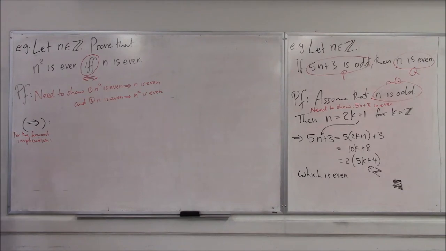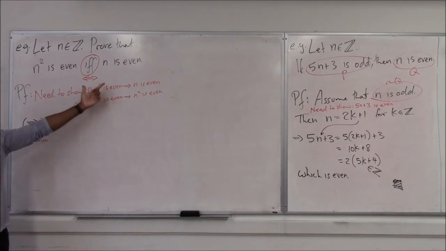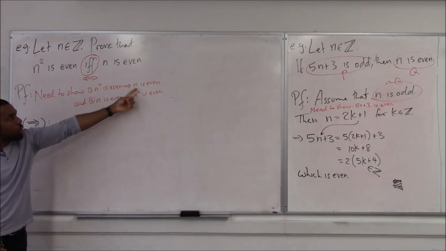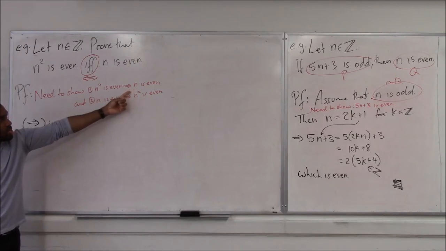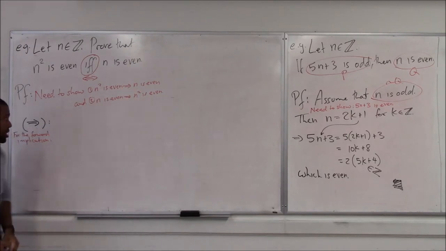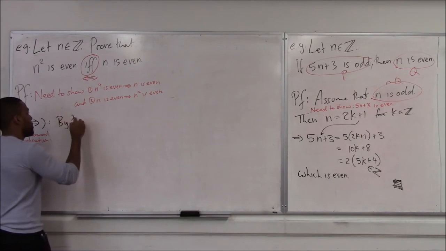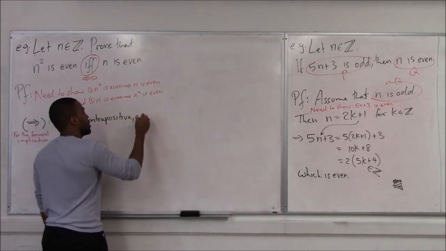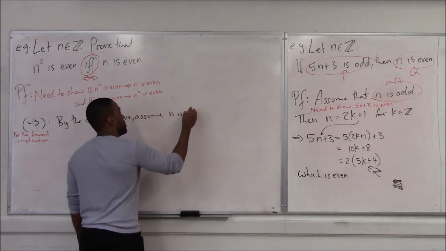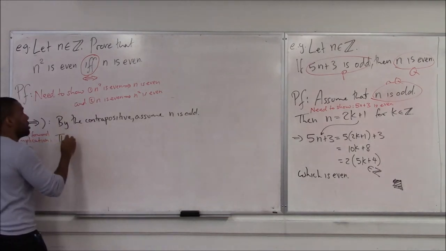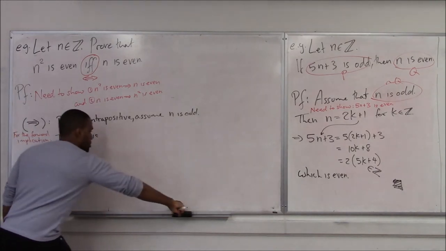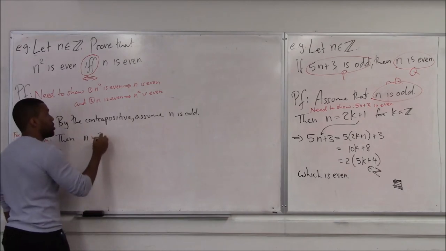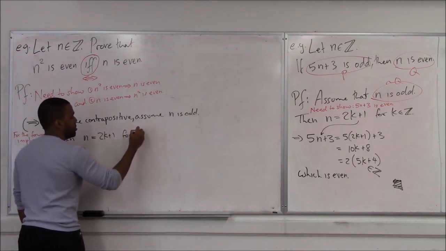You do the contrapositive, and this is something that we discussed at the end of last class. Doing it directly means you have to assume that n squared is even. That will end up giving us a radical when we try to solve for n, which is not very convenient. So we want to start with the last statement. So what we'd have to do is a proof by contrapositive, assume that's not the case. So let's assume n is odd. Then that means that n equals 2k plus 1 for some integer k.